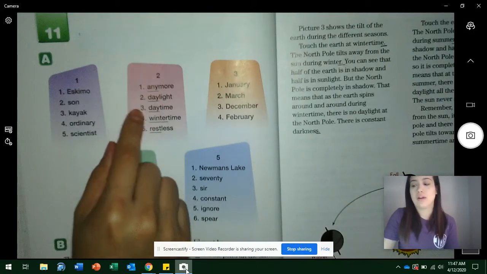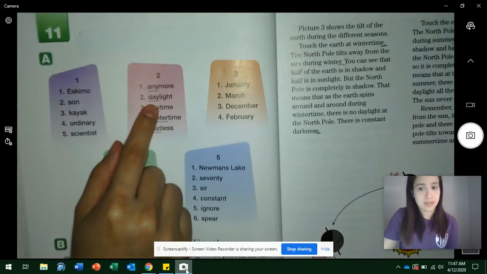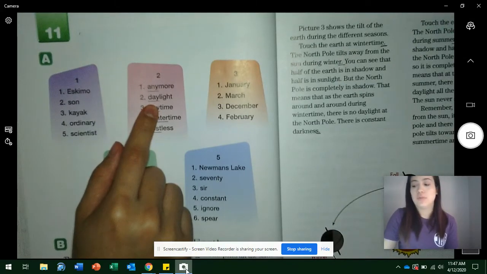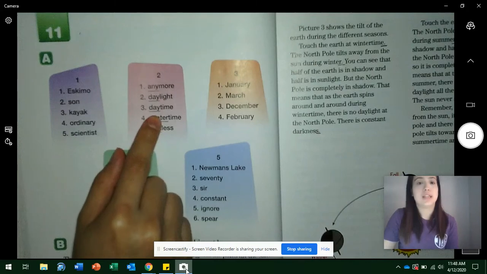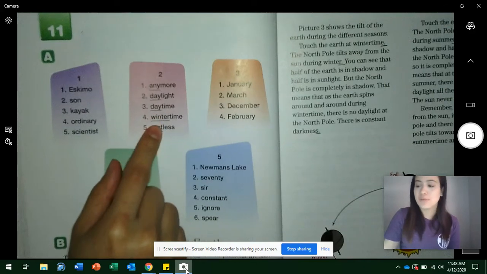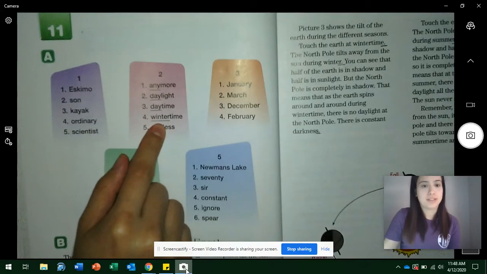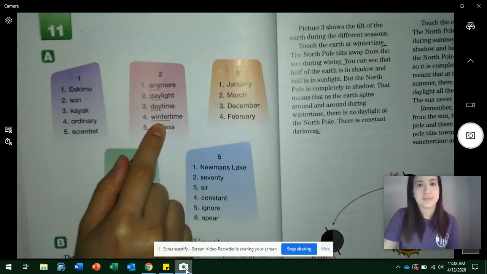Yes, anymore. Word two. What's the underlined part? Get ready. Yes, day. What's the whole word? Get ready. Yes, daylight. Word three. What's the underlined part? Get ready. Yes, day. What's the whole word? Get ready. Yes, daytime. Word four. What's the underlined part? Get ready. Yes, winter. What's the whole word? Get ready.